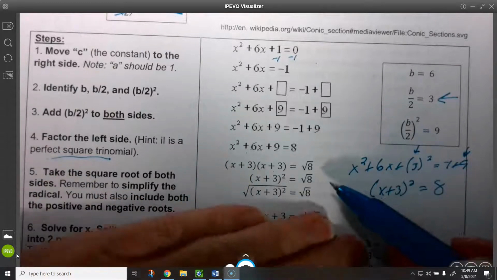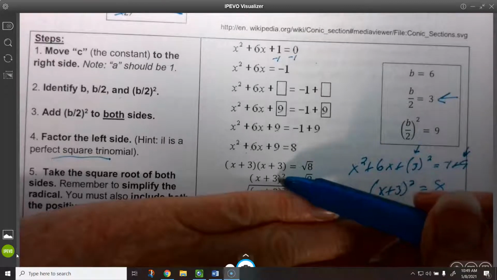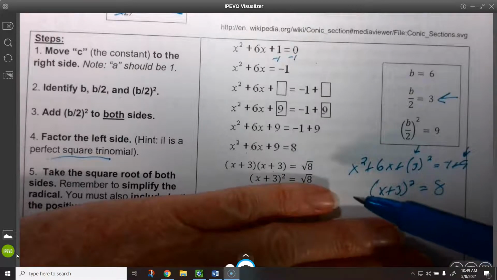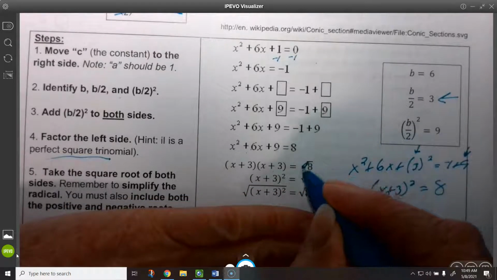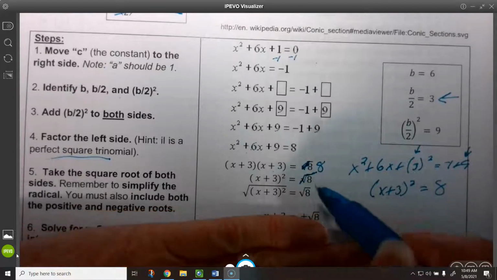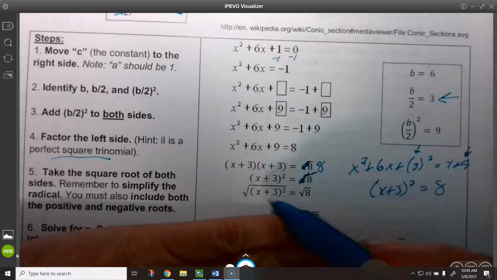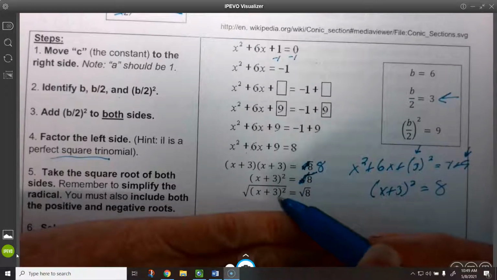Then the reason we do it is we go back to what we know about squares. If I get a square term on a side by itself, I can take the square root of both sides. Okay? This is wrong. That should just be 8. And that should just be 8. So that's an error. Then we're going to take the square root. I have a square term all by itself, so I'm going to take the square root of it.